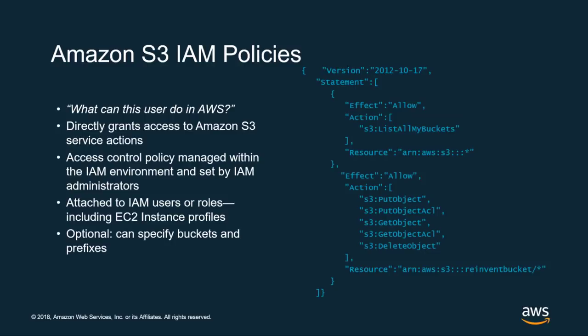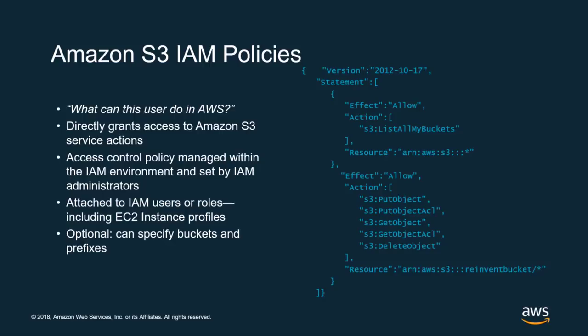So let's dig into S3 IAM policies. Essentially, this dictates what a particular user can do, and as I said, this user can be a person or it can be a task or a function, what can they do in AWS with S3? And so essentially what this does is it directly grants access to S3 service actions.